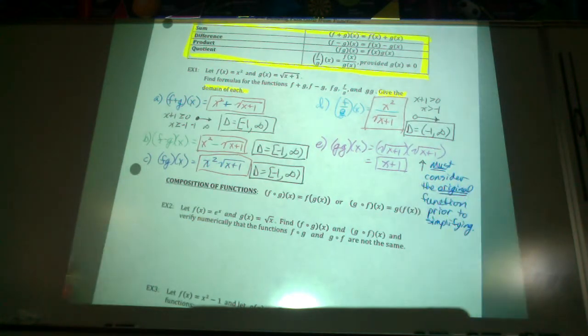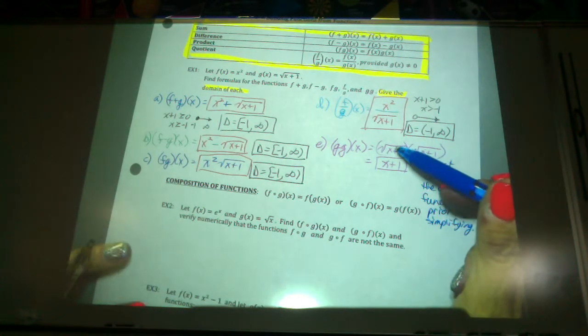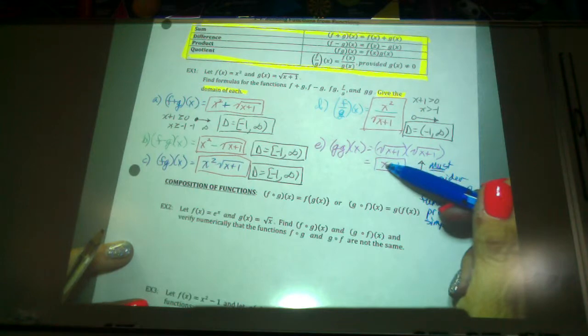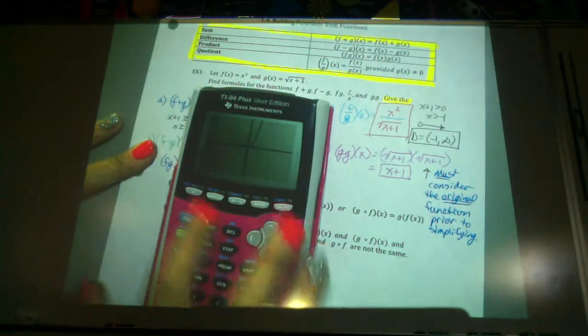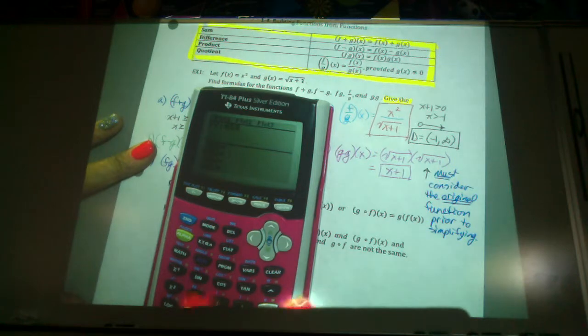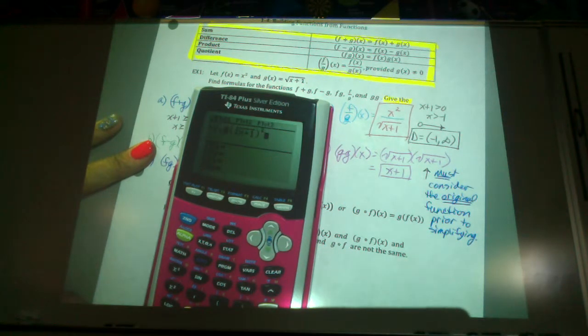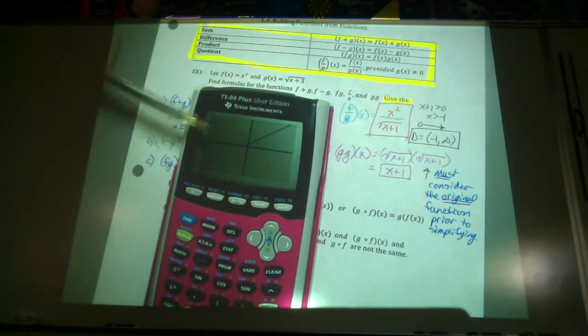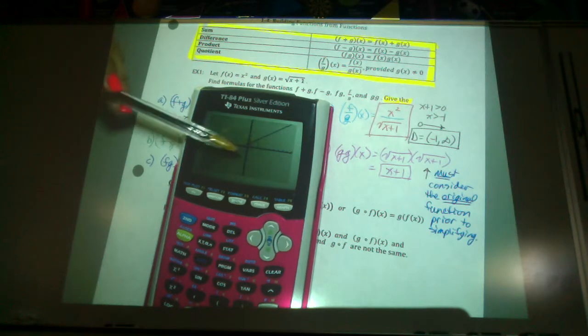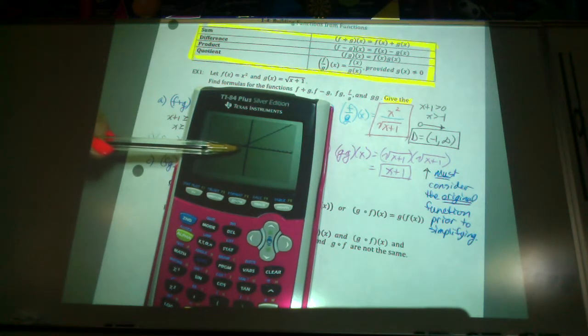If I just put x plus 1 on my calculator, it's going to plot the equation x plus 1. But if I put in parentheses square root of x plus 1 and parentheses squared. Oh, that's not what I want. Take that out. X plus 1 and parentheses squared. That's what I want. Look what the graph looks like. It is a graph of a straight line going through the y-axis at positive 1 with a slope of positive 1. But where does it start? At negative 1.